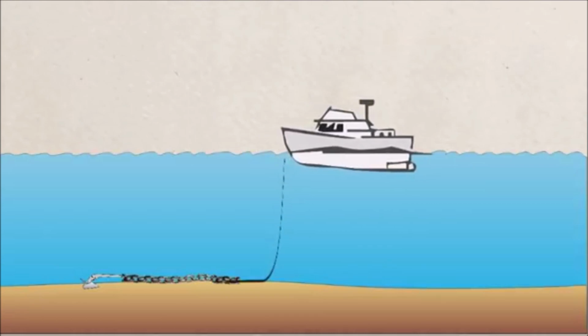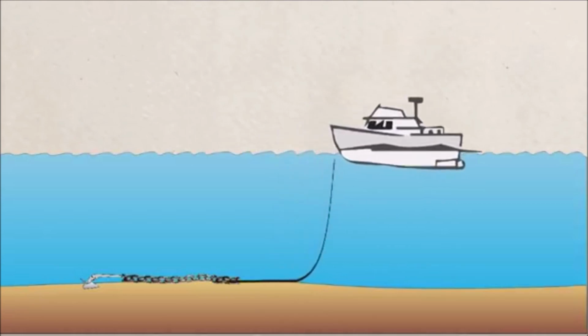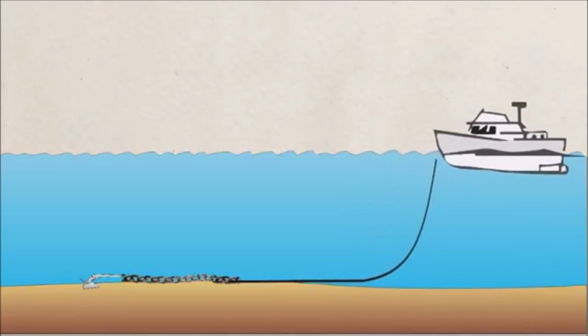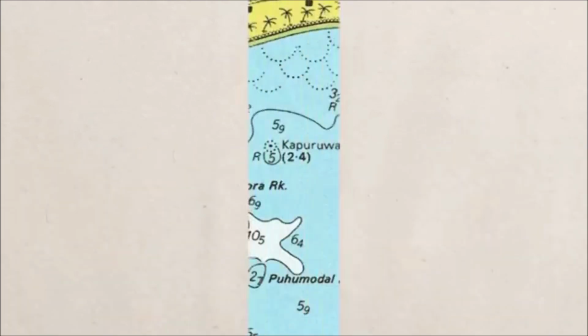We may use chain all the way through, or in this case you can see we've got chain and rope combined. The total length is going to be at least 5 times the depth of water.